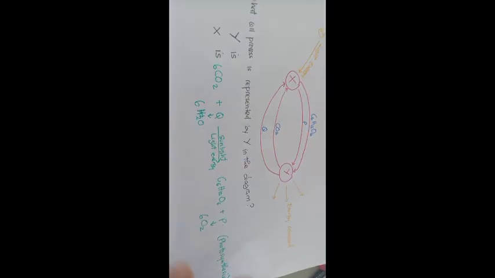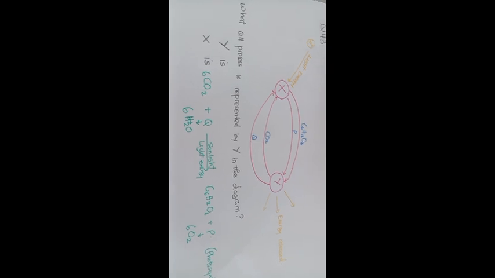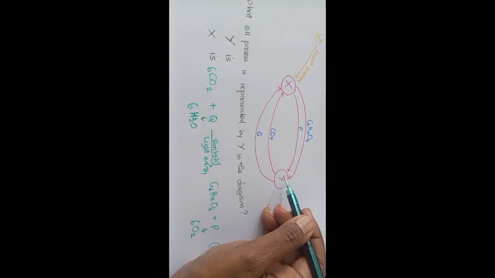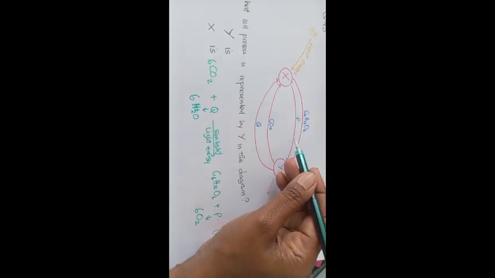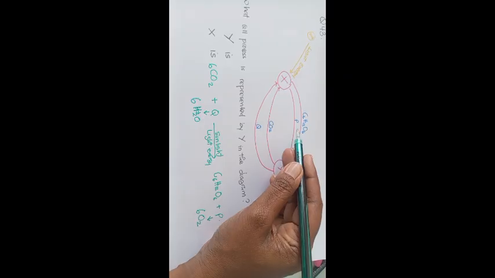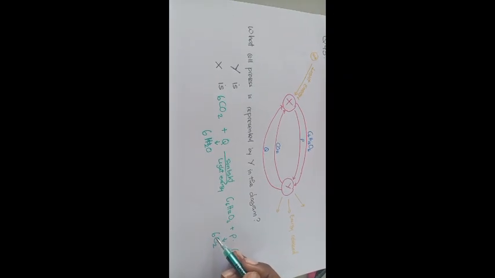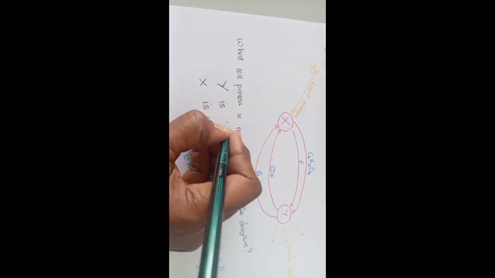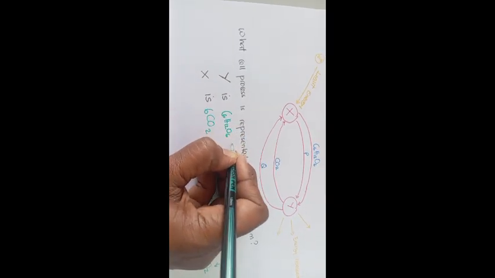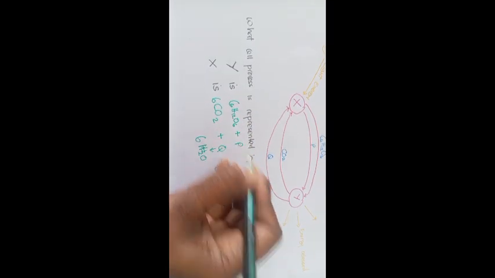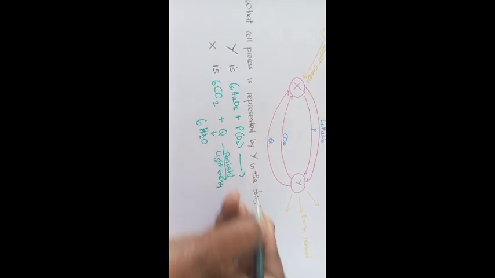Answering the question now, this will give us a hint as to why. When you look at Y here, Y needs whatever products are being released by X. So it needs glucose and it needs P, which we have already found out is oxygen. So we can say that Y is, we can start with the reactants, C6H12O6 plus P, which we have concluded is oxygen, and it will release.